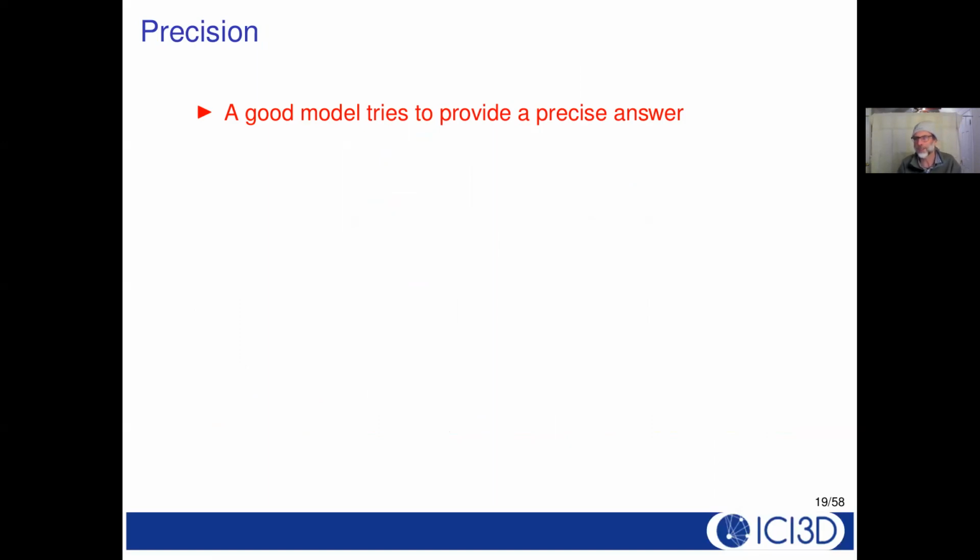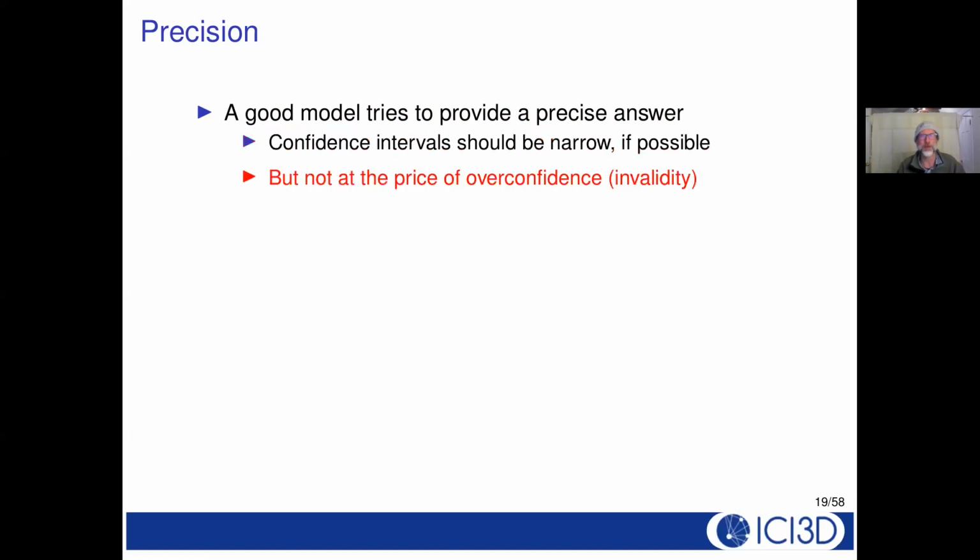The next criterion I would use to evaluate a model is precision. So a good model tries to provide a precise answer. The confidence intervals should be narrow if possible, but this is only useful if they're also valid, right? If we've already worried about coverage.